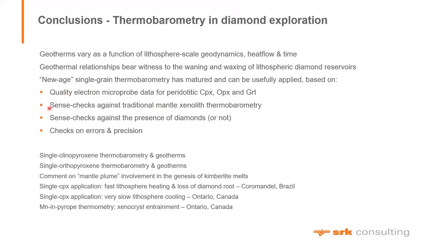You need to sense check what you do against traditional mantle xenolith thermobarometry. I've shown how you can do that. It's published. You need to sense check against the presence of diamonds or not. That's a key learning that comes from having John Gurney around for so many years. John tells you, if you cannot account for your story in terms of the diamond content of your sources, then you're simply speculating. So do that sense check all the time.